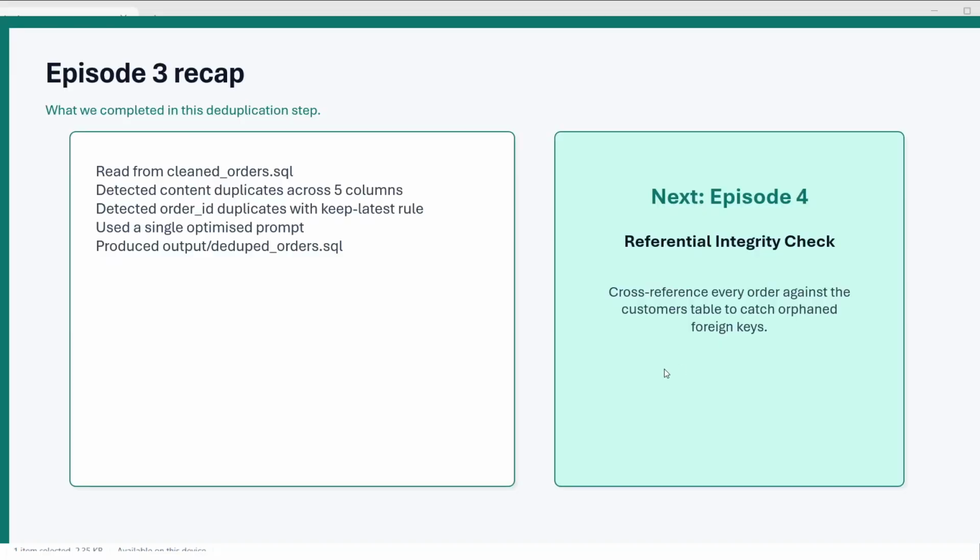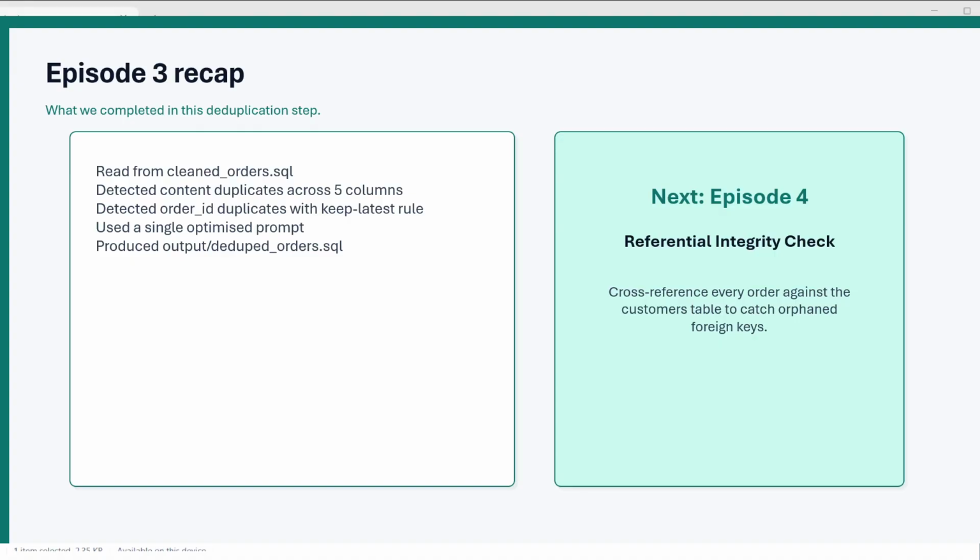So in this video, we completed the deduplication step. We read data from cleaned order.sql. We detected content duplicates. We detected order ID duplicates. We applied clear keep or drop rules. We used one optimized Claude Code prompt. And finally, we created the output file, that is dedupt_orders.sql. This file is now ready for the next step in the pipeline.